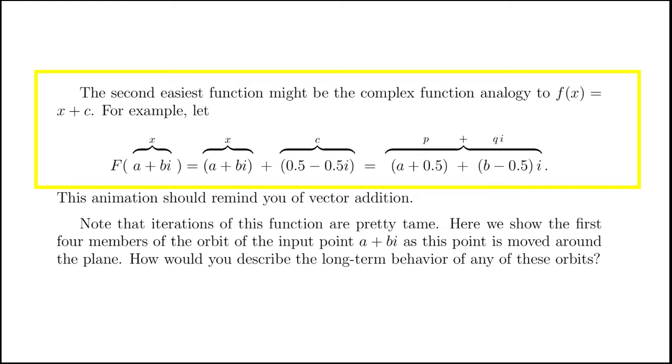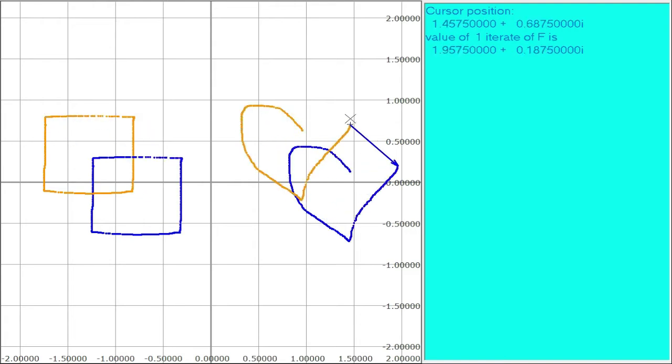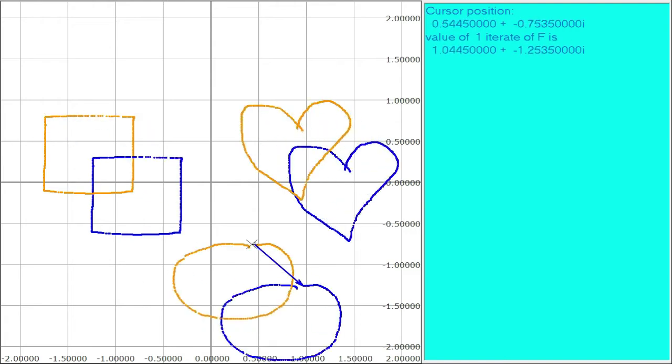The second easiest function might be the complex function analogy to f of x equals x plus c. For example, let f of a plus bi, f of x, equal a plus bi, that's the original x, plus the constant 0.5 minus 0.5i. This function creates an exact duplicate of the points a plus bi, only moved over by half a unit and down by half a unit.